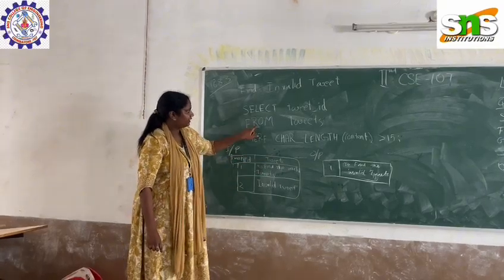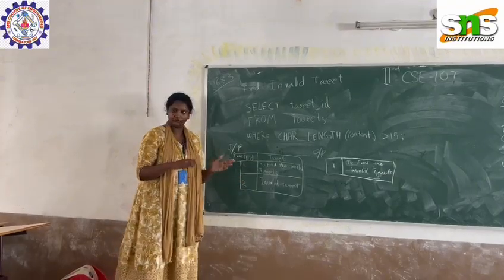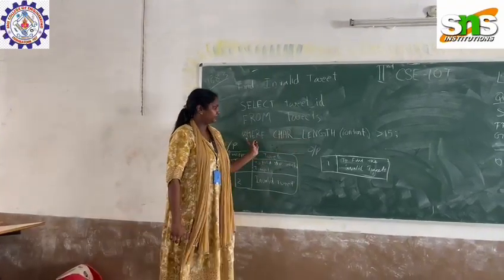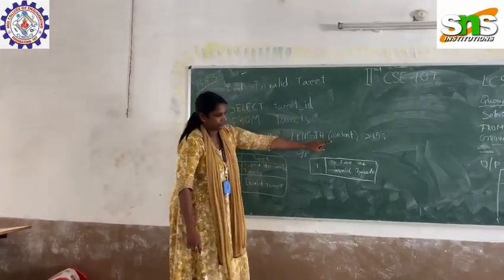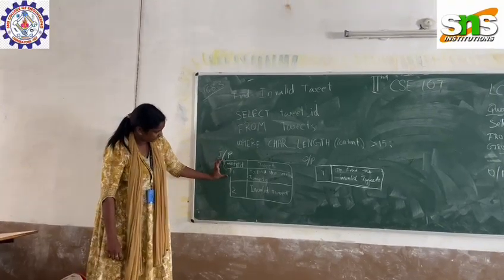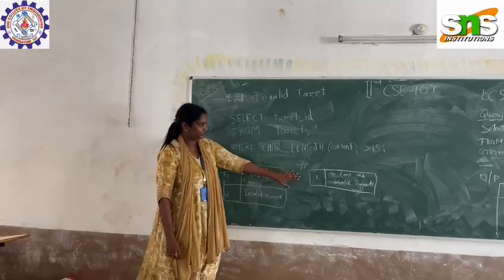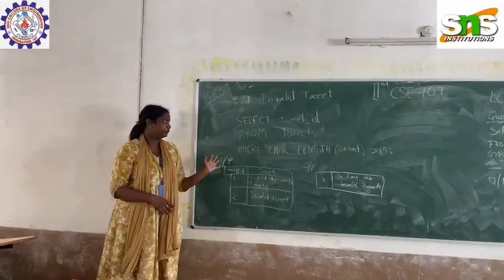I have told you that the content should be below 15, so I am going to write this in this line: where character length of the content. The content should be below 15. From the input, we see tweet number 1 has 22 letters, and the output will be tweet number 1.